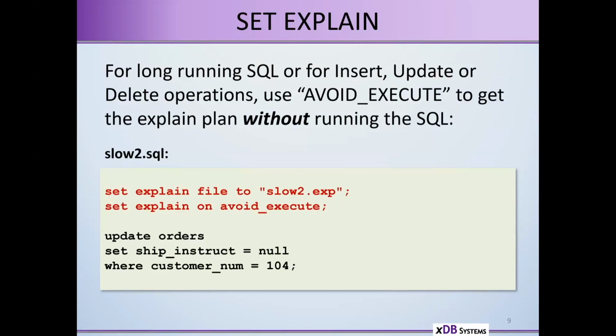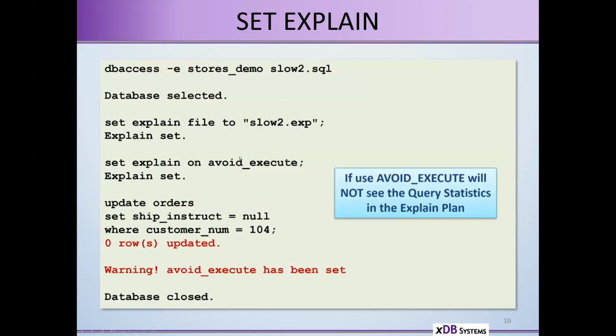I'll often, in a statement like this, change the update to be a select statement, because I want to make sure that no update or insert or delete is actually executed. But you can get the plan of these kinds of statements without running them by using avoid execute. When you do that and run your SQL, you'll see that no rows have been changed, which is good, and you'll get a warning message, hey, avoid execute has been set. So that's why there's no data.